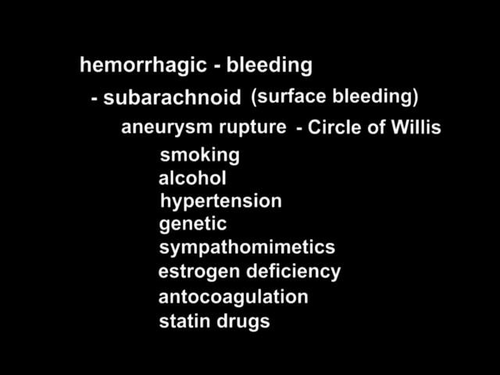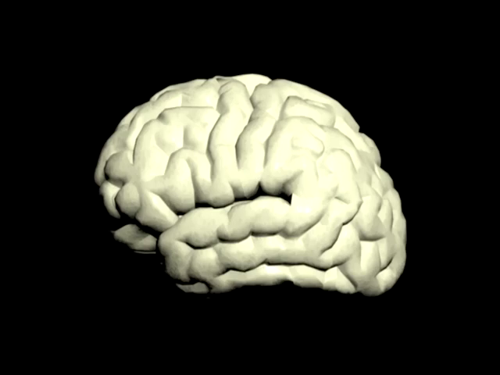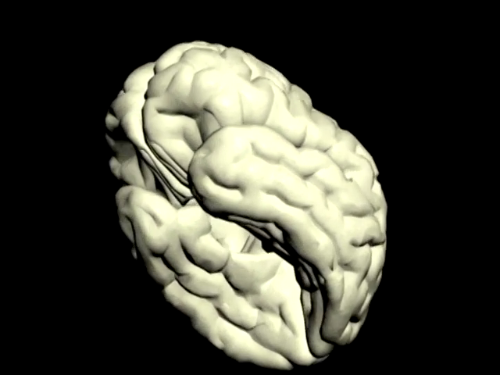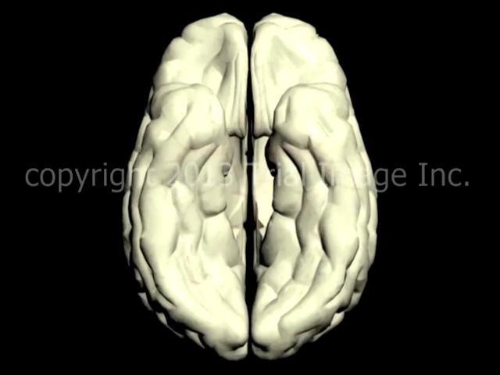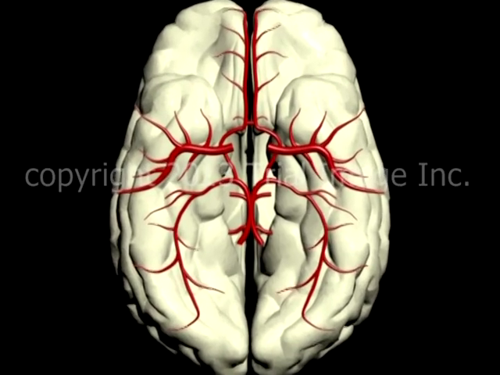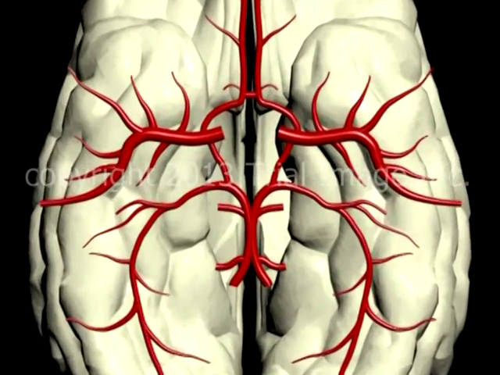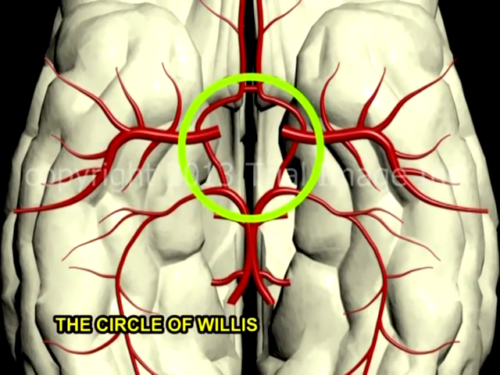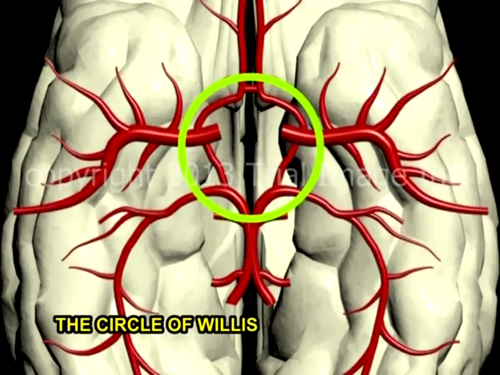As an example of subarachnoid hemorrhage, we're going to look at a ruptured berry aneurysm occurring in the circle of Willis. To begin, let's take a look at the anatomy of the circle of Willis. The circle of Willis is best seen by examining the underside of the brain. The circle of Willis is really a beautiful piece of anatomy and represents a central hub from which radiates the entire blood flow to the brain.